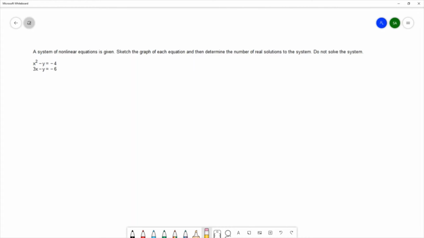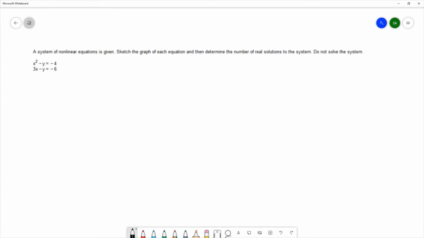The first equation in the system is x squared minus y equals -4. And the second equation is 3x minus y equals -6. So I can tell that the first equation is going to be a parabola or a quadratic because of the squared on the x, and the second equation is a linear equation.